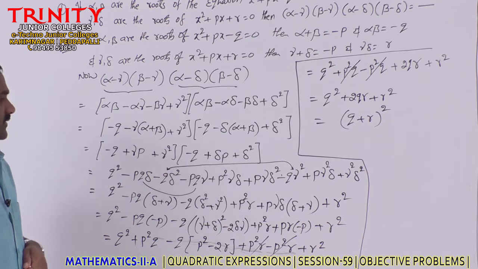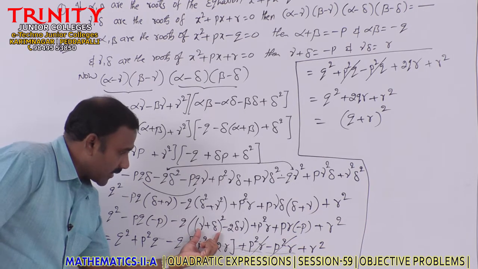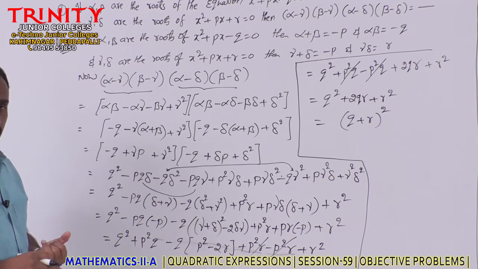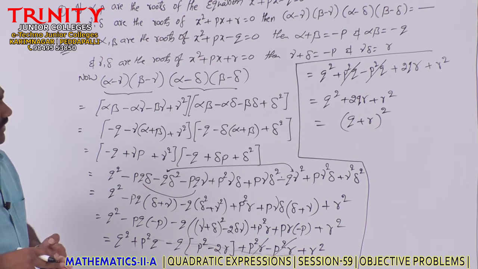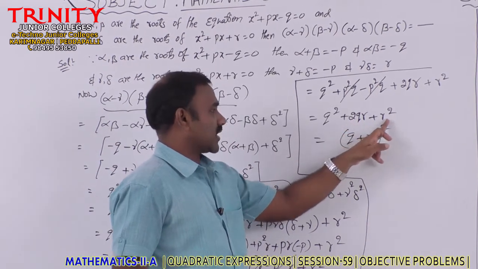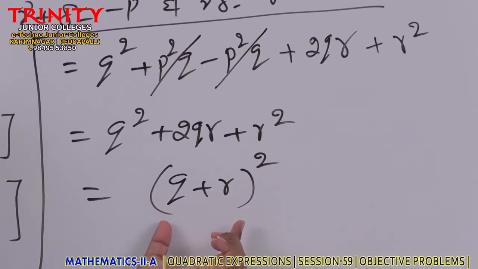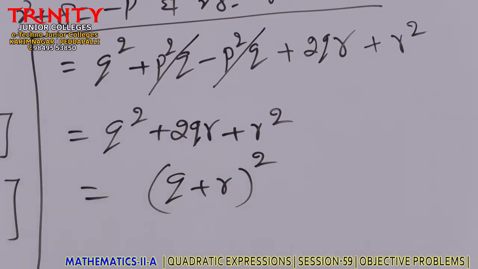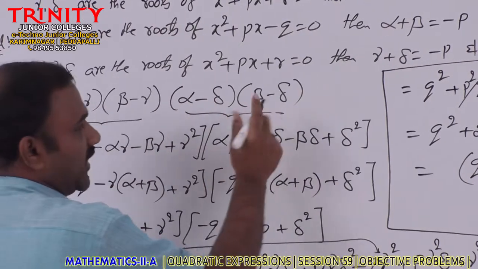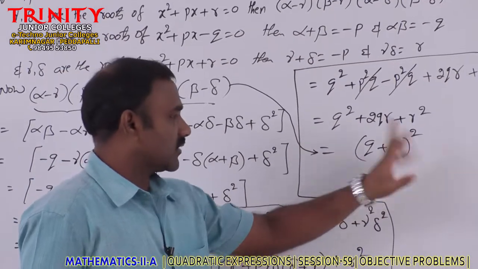There we have to replace. Here we will get gamma square plus delta square. Then that gamma square plus delta square can be expressed as gamma plus delta whole square minus 2 gamma delta. And where we required alpha plus beta, we have to replace, and alpha beta value, gamma plus delta value and gamma delta value. Finally, we will get the term q square plus 2qr plus r square, which is in the form of a square plus 2ab plus b square. Then we can write this one as a plus b whole square. This is the required value of alpha minus gamma into beta minus gamma into alpha minus delta into beta minus delta. That is the value, that is q plus r whole square.